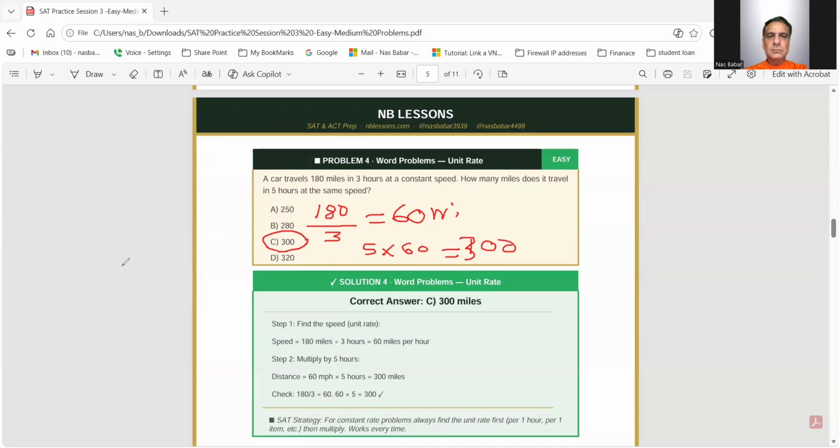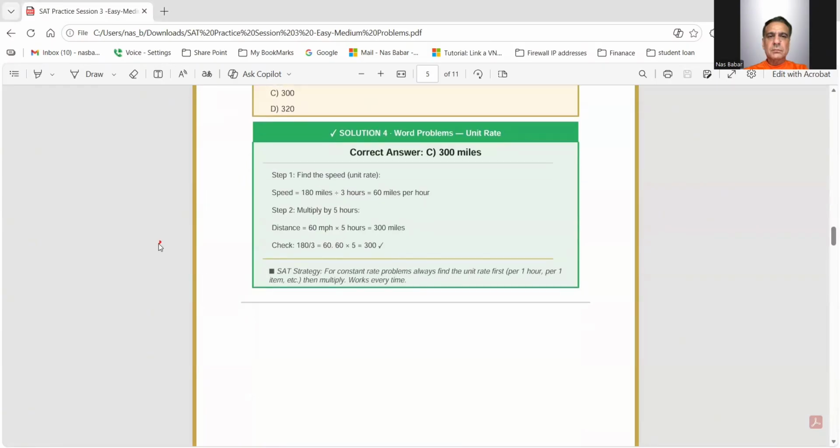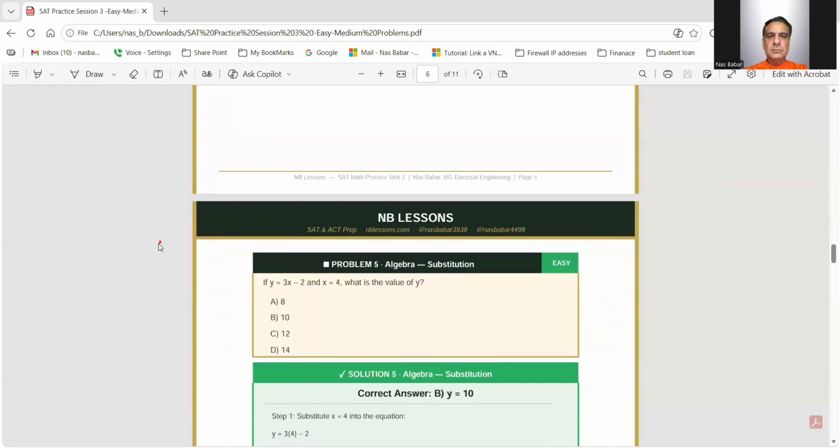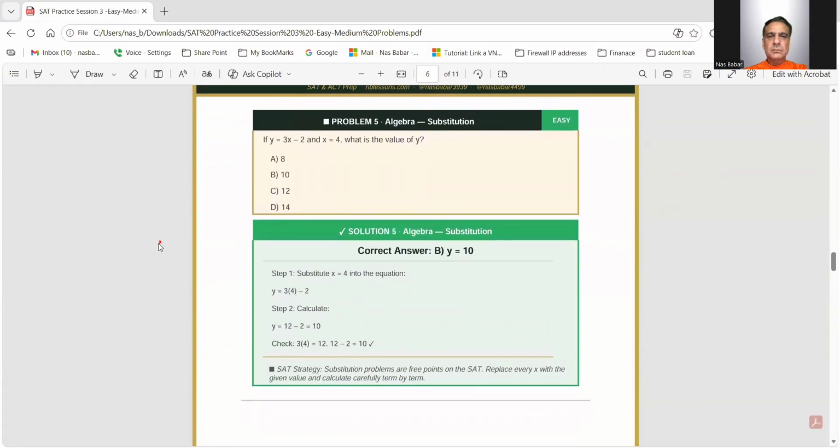Okay. So let's go ahead and clear the board and move on to the next problem. All right. So the next problem is going to be, let's take a look at it. So my friends, the next problem is an algebra substitution problem.